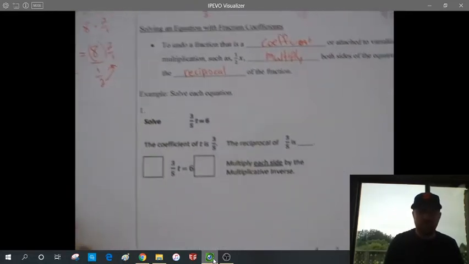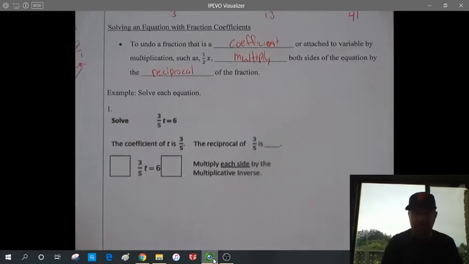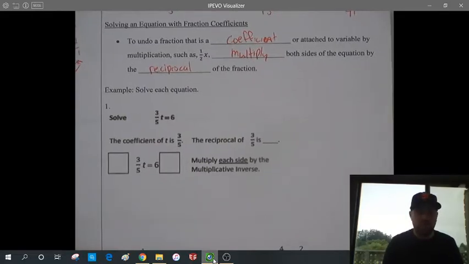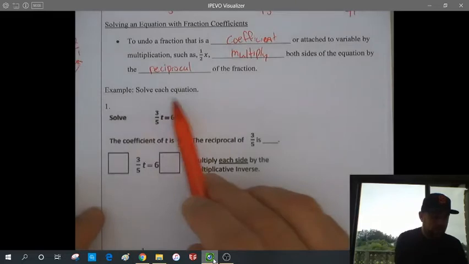Okay, so instead of dividing first and then ending up just changing it to multiplication, just remember to multiply by the reciprocal from the start. But again, this is only used when our fraction is attached to our variable. So we only want to multiply by the reciprocal when that's the case. Okay, so we're going to solve each equation here.